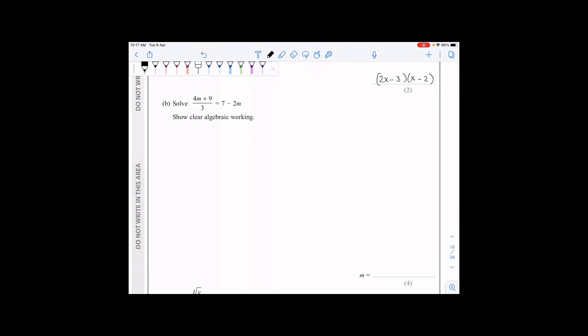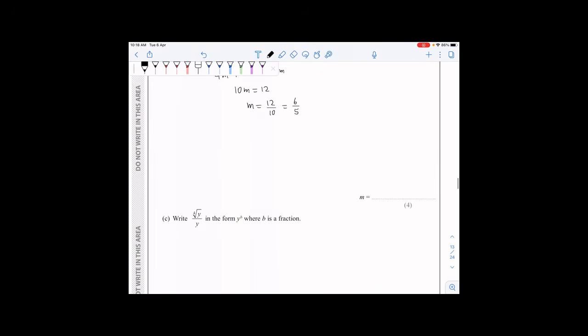B, I need to solve (4m plus 9) over 3 equals 7 minus 2m. So I will start by cross multiplying. So 4m plus 9 is 3 bracket 7 minus 2m. I will expand the right hand side to give me 21 minus 6m, which leads to 10m being 12. So m is 12 over 10, which simplifies to 6 over 5. No need to give it as a decimal, no need to give it as a mixed number. An improper fraction is just fine.